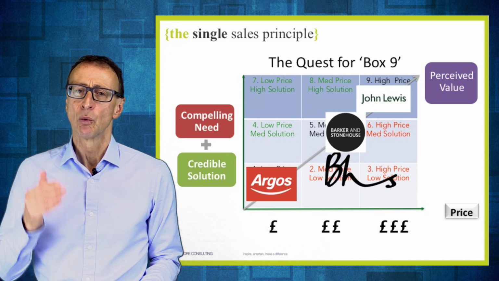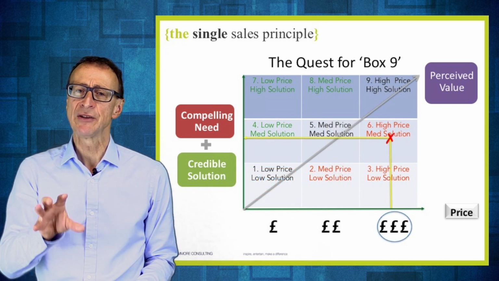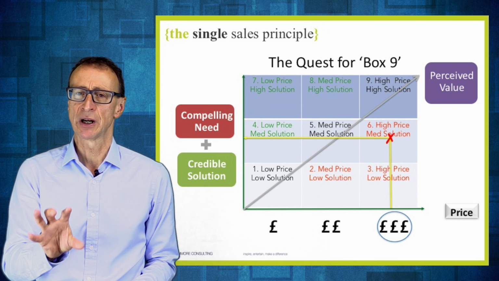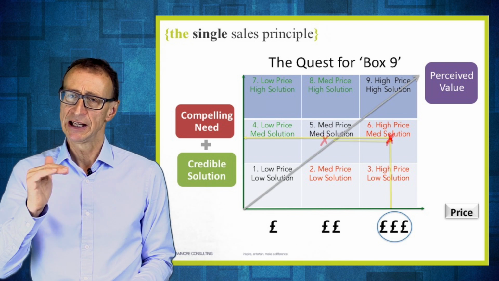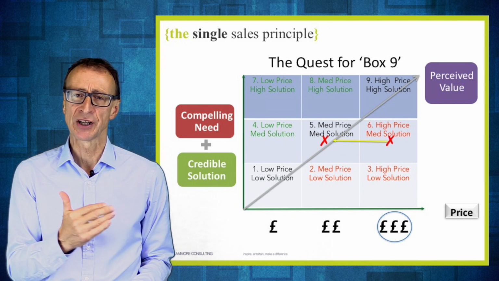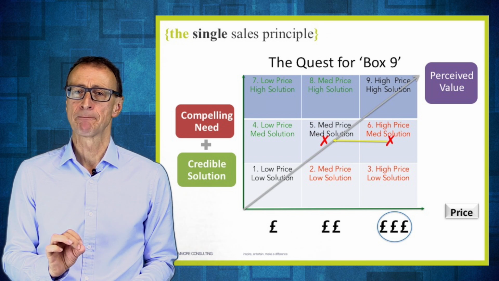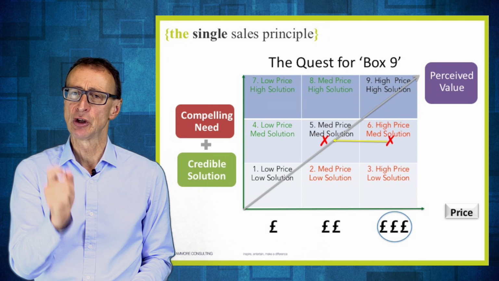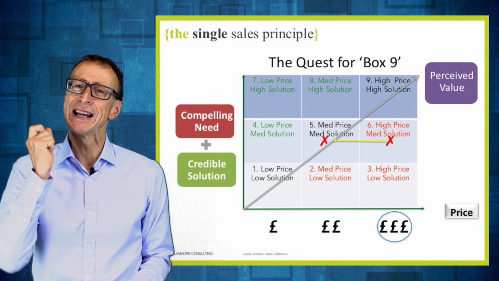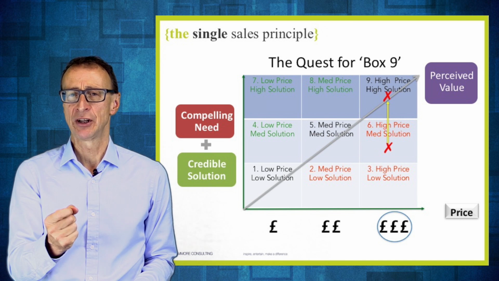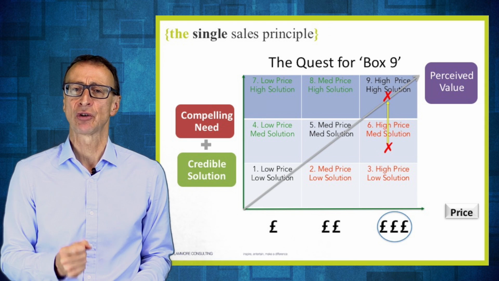So very much what we need to be doing, if we're in this box 6 situation, we need to think about either going west and dropping our price. We don't really want to do that. So the real alternative for you as a salesperson is to increase the value. Now, how do you increase value?